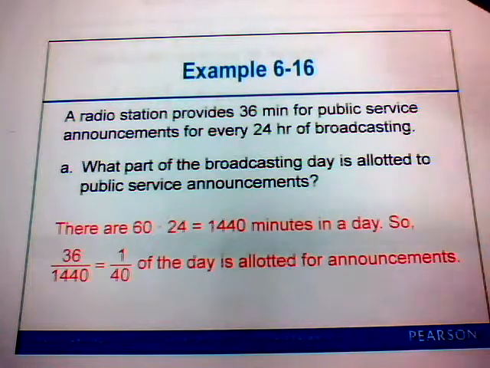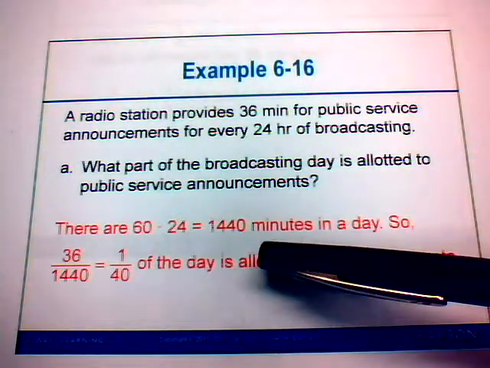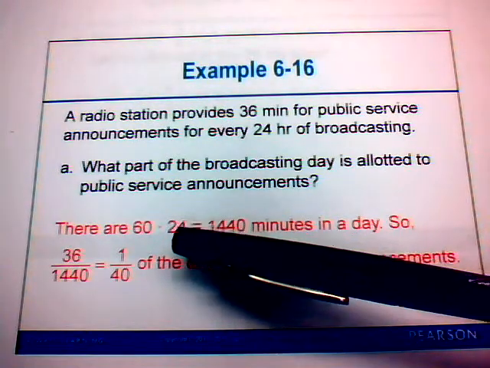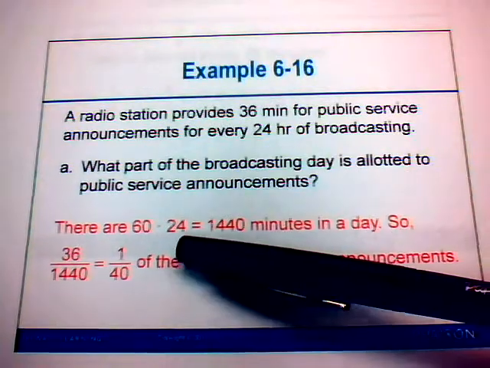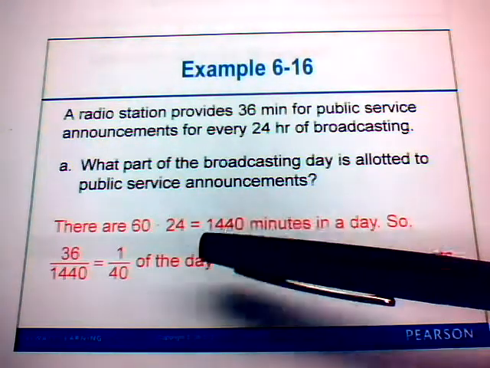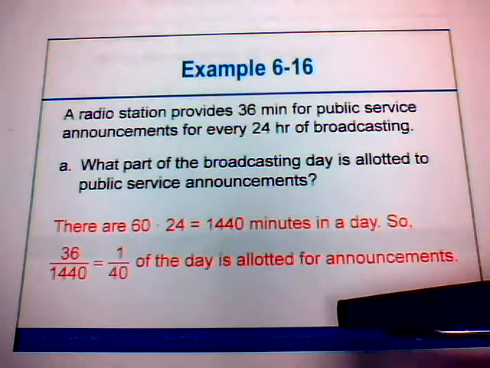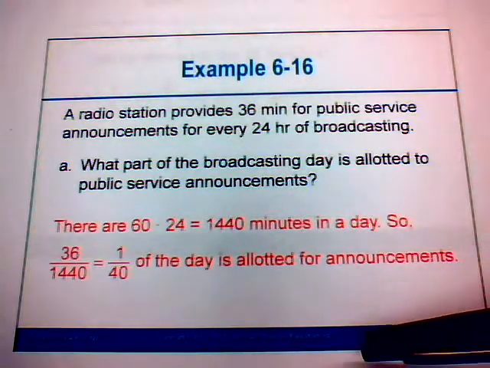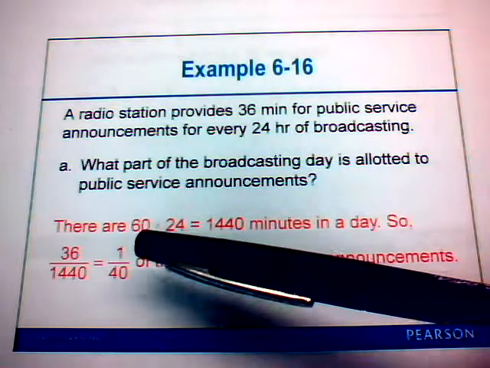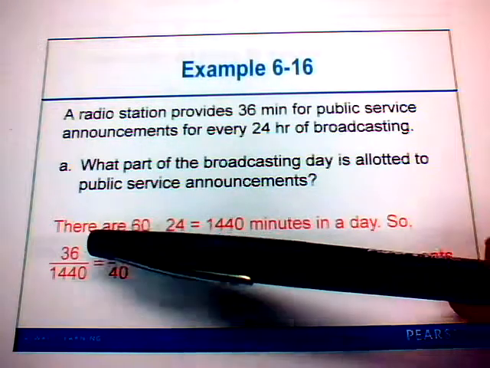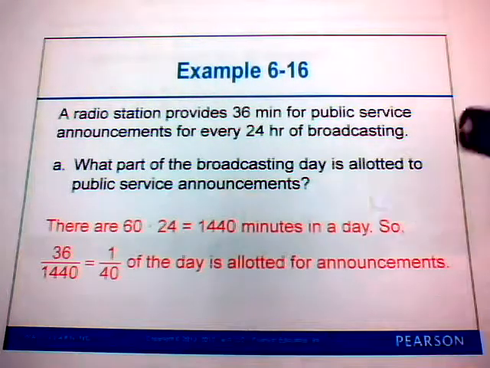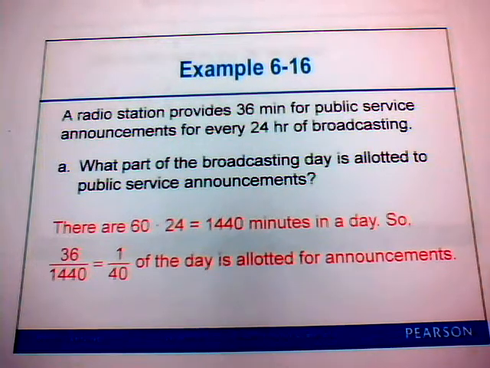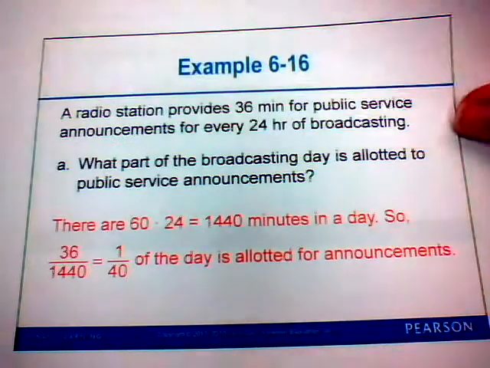Okay, so in this case here, we're going to convert this into minutes. 60 minutes is equivalent to 1 hour. So there are 24 hours of broadcasting, so 24 times 60 will be 1,440 minutes in a day. And 36 of those minutes is for public service announcements. So as a fraction, we'll write that as 36 over 1,440. And if you divide the numerator and the denominator by 36, you're going to reduce that to 1 over 40. So 1/40th of the day is allotted for announcements.